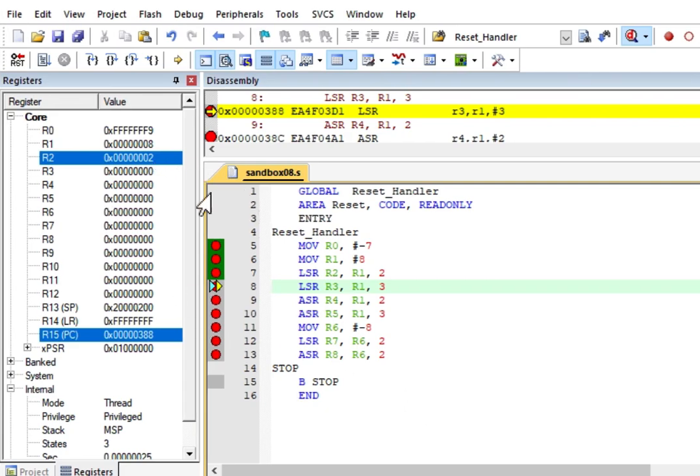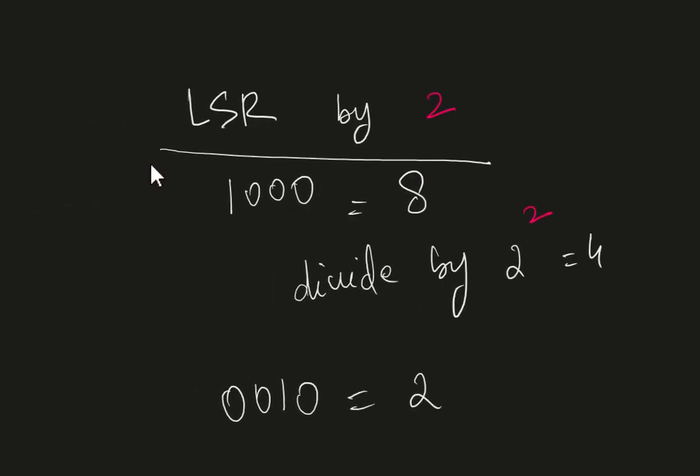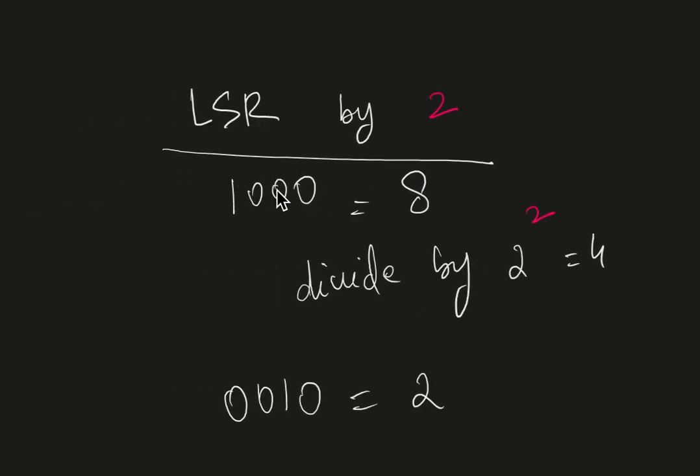Notice one more time: 8 in R1 after logical shift right of 2 bits has become 2 and it's stored in R2, right? So shifting 2 bits to the right is quite literally shifting the bits to the right hand side, and we get a resultant number. We can convert it into decimals.